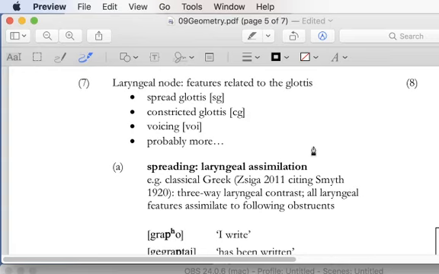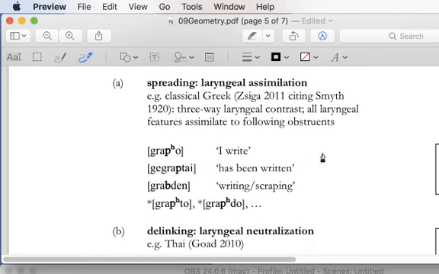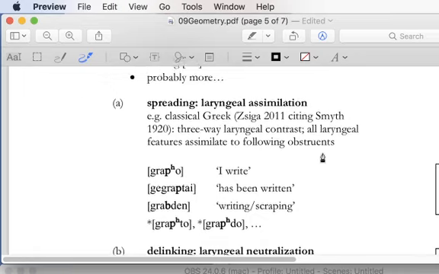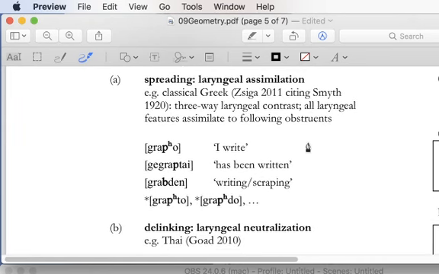How does that work? Well, for spreading, evidence for the laryngeal node comes from laryngeal assimilation. And we've seen a number of examples of this in class, although mostly we've seen this in languages with just a voicing distinction, where you get voicing assimilation for that one feature. Here we want to look for evidence that voicing and one or more of the other laryngeal features all pattern together. And so again, we're going to go back to classical Greek here, which has a three-way laryngeal contrast between voiced, plain voiceless, and aspirated voiceless stops. Right? And so there's going to be at least two laryngeal features here, spread glottis and voicing. And when you get assimilation between adjacent consonants in classical Greek, both of these features assimilate to following obstruents.